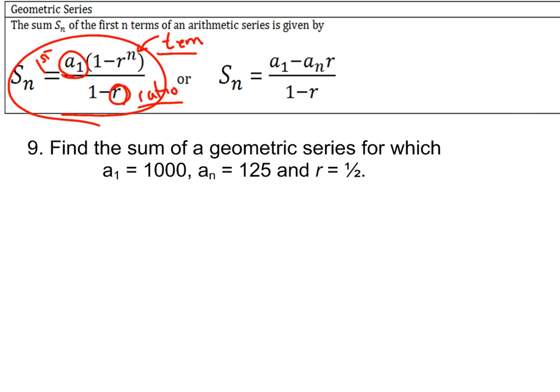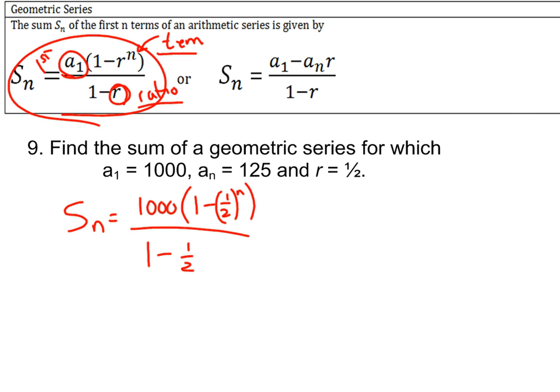Okay, so this requires a little bit more work. Find the sum of a geometric series for which A1 is 1,000, AN is 125, and R equals 1/2. So the sum of the n, first term is 1,000. So I'm going to take 1 minus 1/2 raised to the nth power, because I don't know what n is, all over 1 minus 1/2.